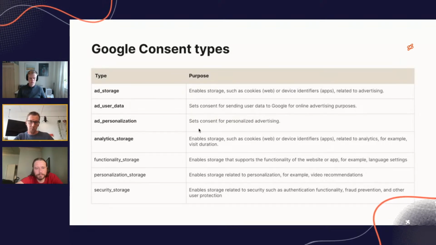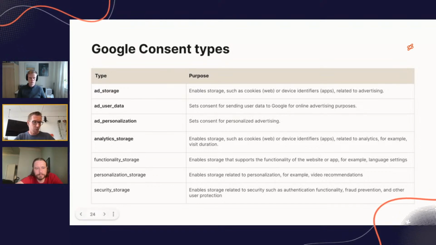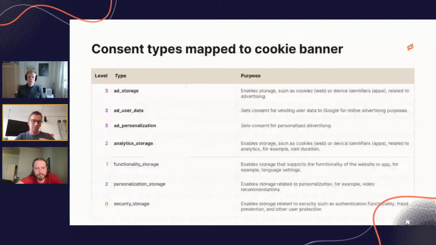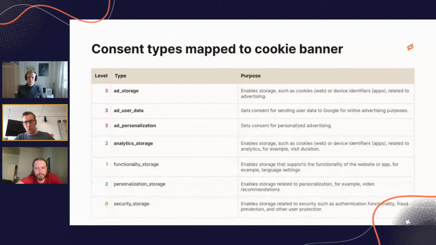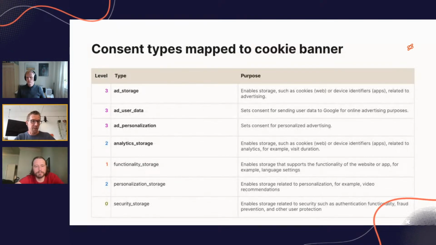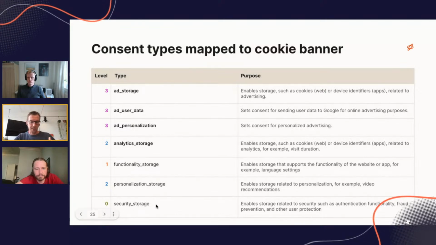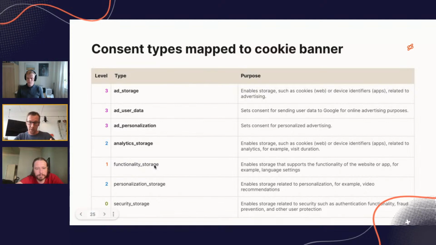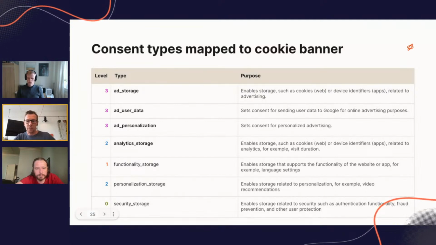So reiterating, these were the 7 consent types that Google requires us to form an opinion about, to either allow or block. And we made a mapping to map all these Google consent types to the 3 settings of our cookie banner. Security storage is actually the only Google consent type that doesn't require any permission at all, because it's a very functional cookie. Then you've got the functionality storage. That's a cookie banner level 1 functionality, if you will.